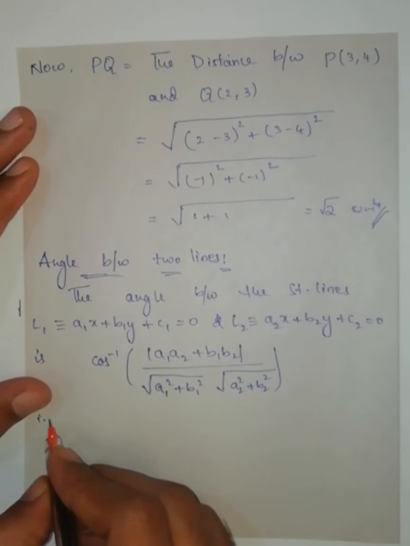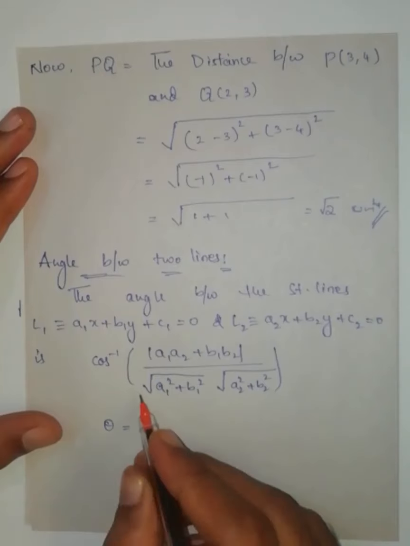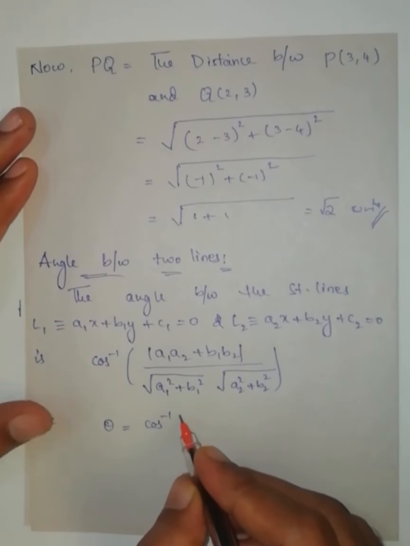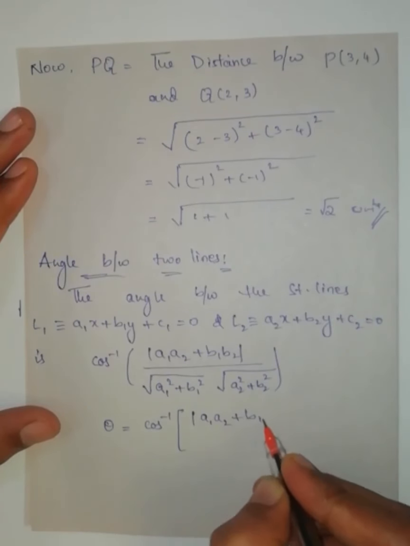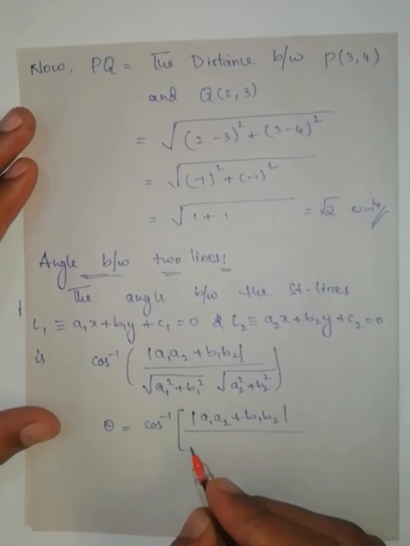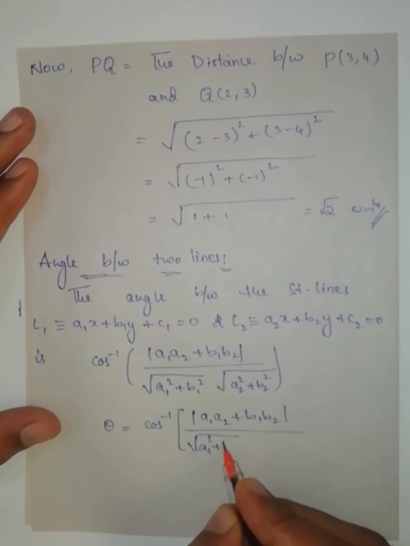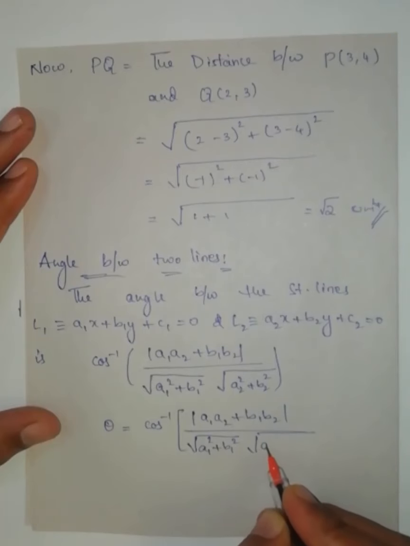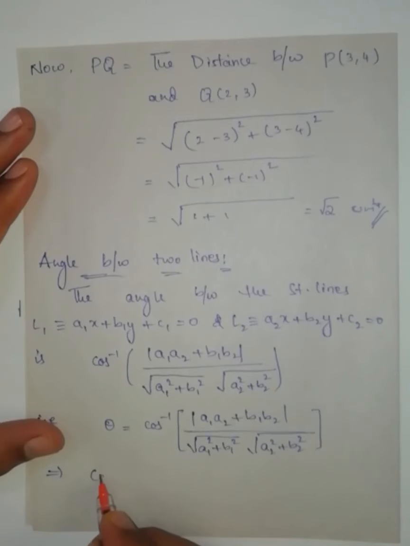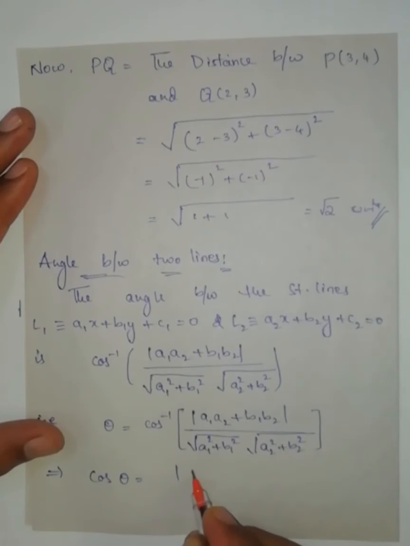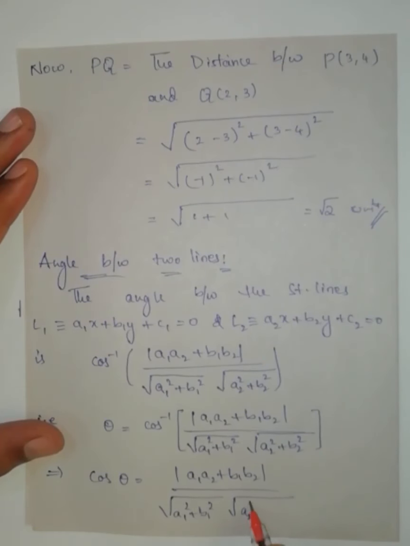That is, theta is equal to cos inverse of modulus of a1 a2 plus b1 b2 by under root a1 square plus b1 square into under root a2 square plus b2 square. This implies cos theta is equal to modulus of a1 a2 plus b1 b2 by under root a1 square plus b1 square into under root a2 square plus b2 square.